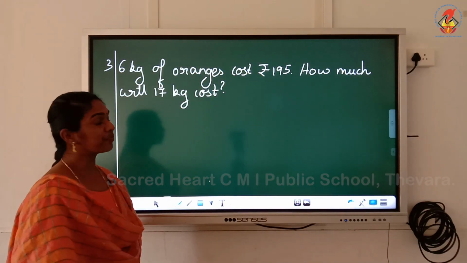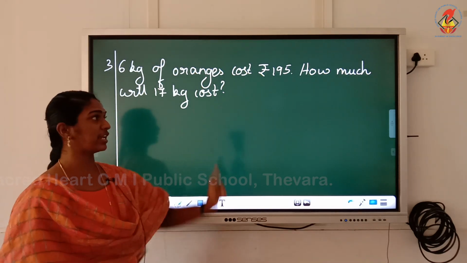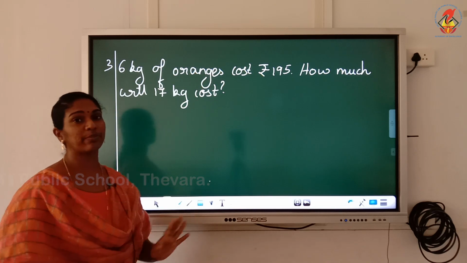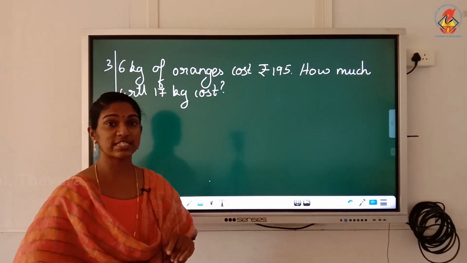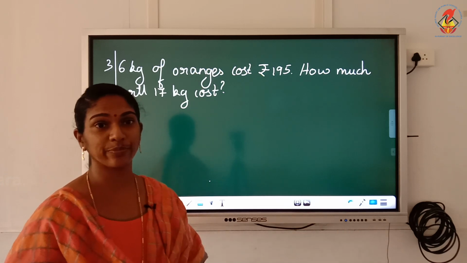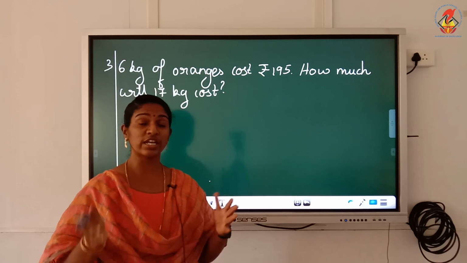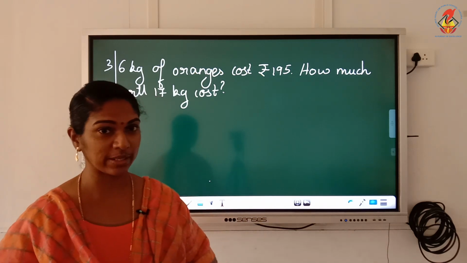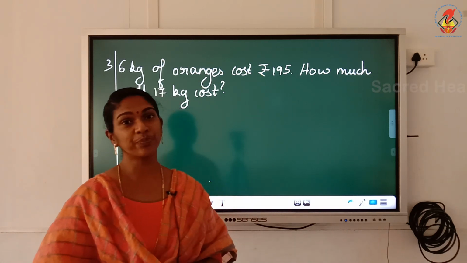Now, question number 3. 6 kilogram of oranges cost rupees 195. How much will 17 kilogram cost? They given you the cost of 6 kilogram and they are asking you the cost of 17 kilogram. What will you do here, children? We learned like they give you for 1 and ask you for more, you have to multiply, or they give you for more and ask you for 1, you have to divide.